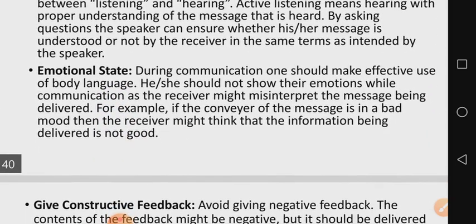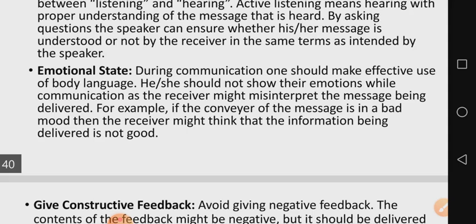Next could be emotional state. During a communication, one should make effective use of body language. He or she should not show their emotions while communicating, as the receiver might misinterpret the message being delivered. If you are talking to someone, and you show that you are not interested, or that you are in a bad mood, then the communication will not go well.